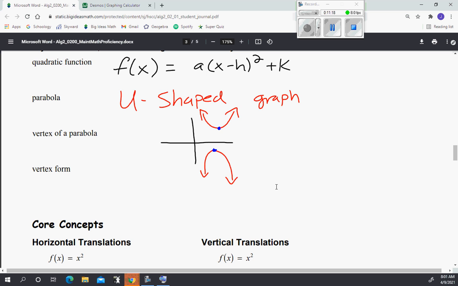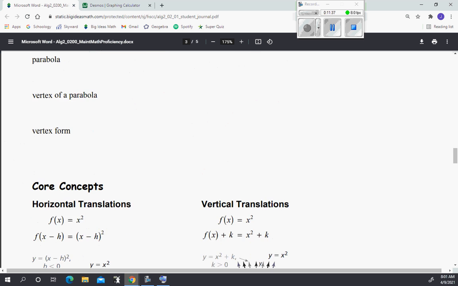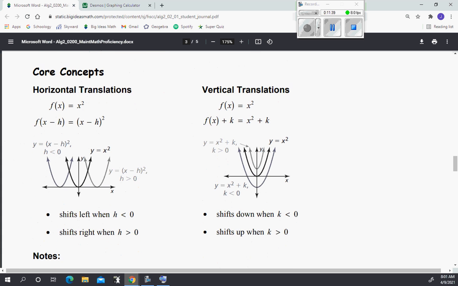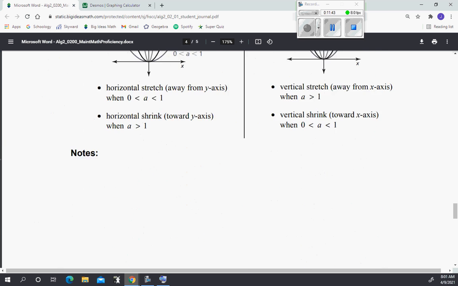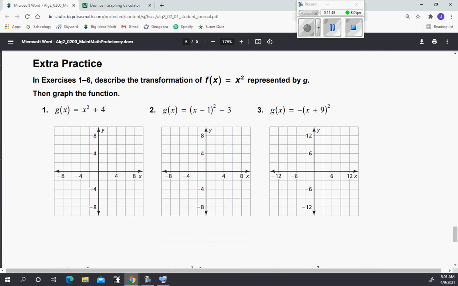And the vertex form is what we wrote up here. That's vertex form. Okay, and that's just a quadratic function. That's our vertex form. We can find the vertex with that equation. We talked about this.